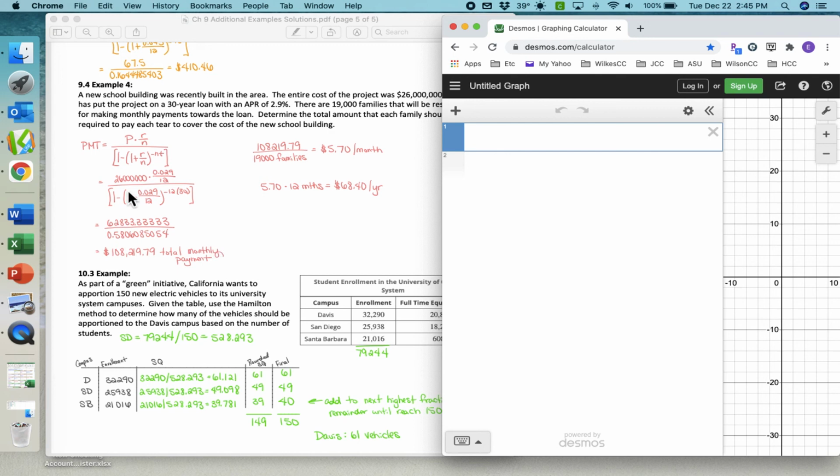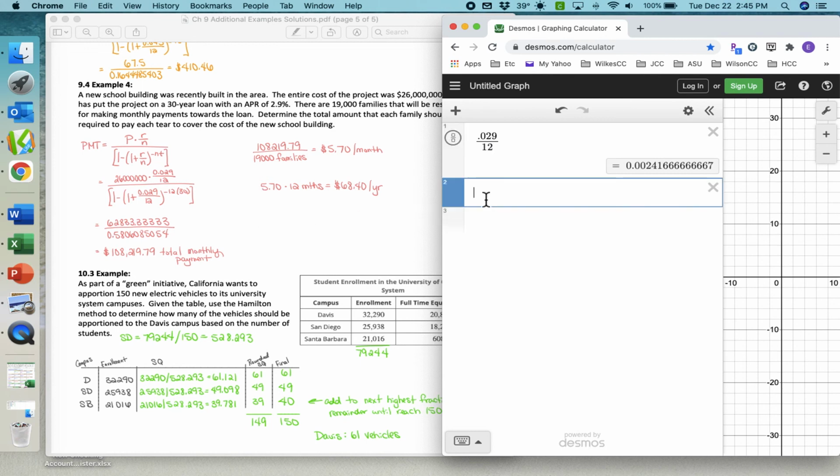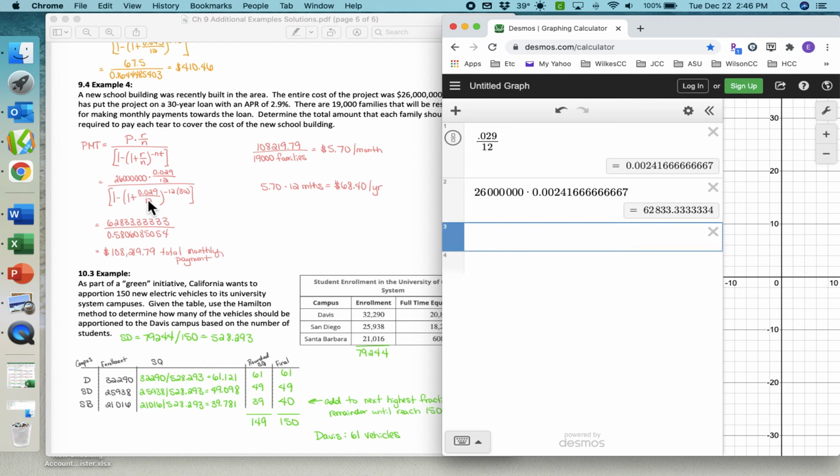So we've got on the top, we need to take 0.029 and divide by 12. And then we need to multiply that number by 26 million. Double click, copy, paste. There we go. There's the number on the top. Okay, and then on the bottom, we're starting with our 0.029 divided by 12. So I'm going to copy that again. And we want to add it to 1. So 1 plus paste.